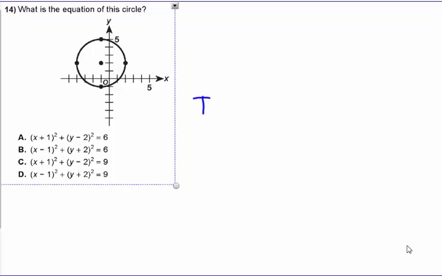Okay, to figure out this problem, we just need to find where the center is at and what the radius is, and we need to remember the inside lies. So if we look at this, it looks like we went back 1 and up 2, so our center's at -1, +2.